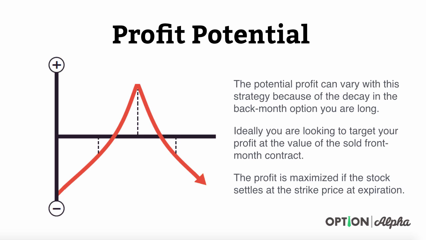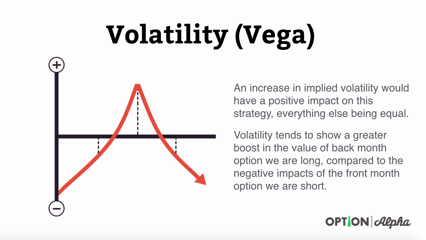And again, profit is going to be maximized if the stock settles at the strike price at expiration. Because if that happens, then your short strike is completely going to expire worthless and you're going to be left with as much extrinsic value left in the long option for the back month as possible. So that's the ideal situation. That's where this profit and loss diagram kind of peaks, right at your strike prices.